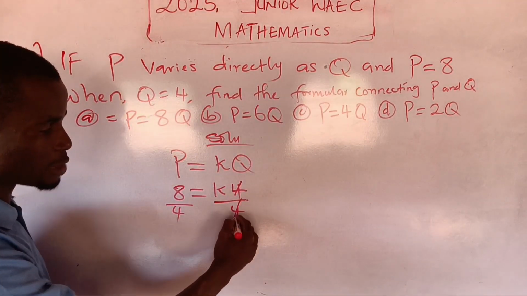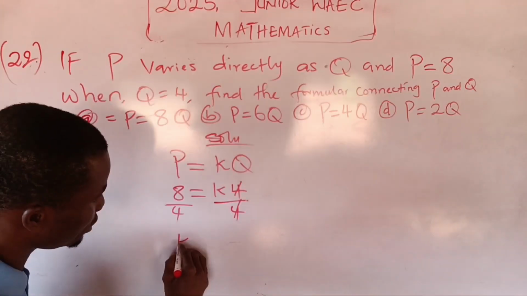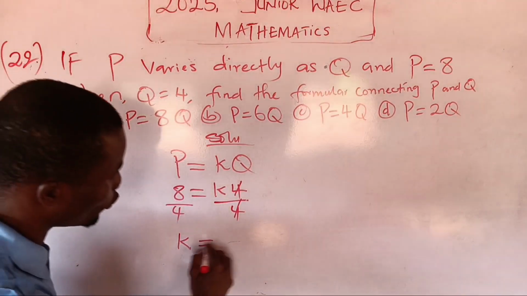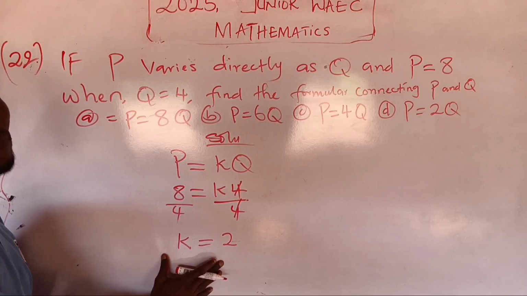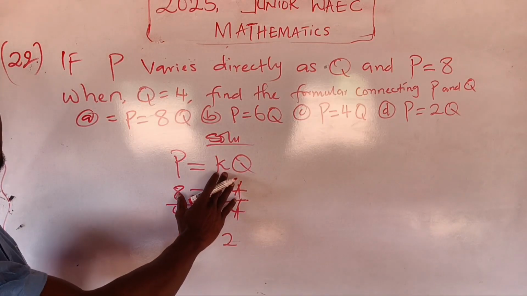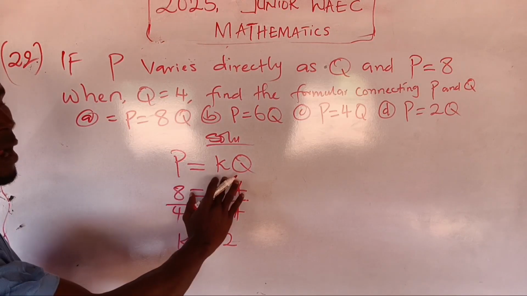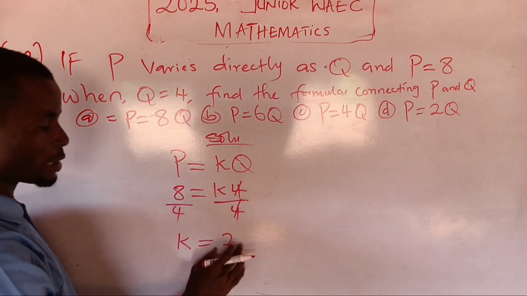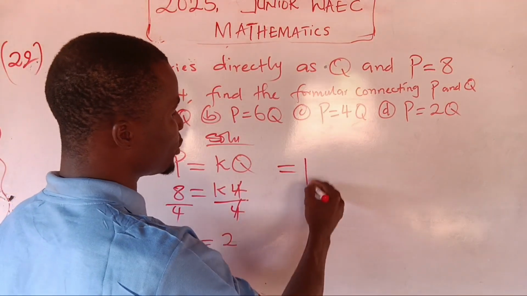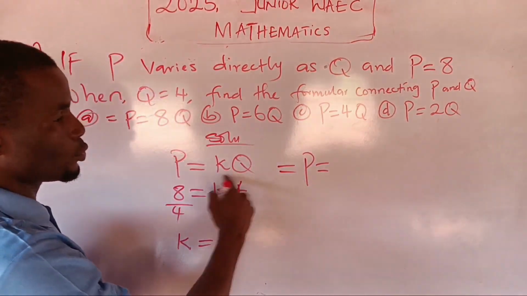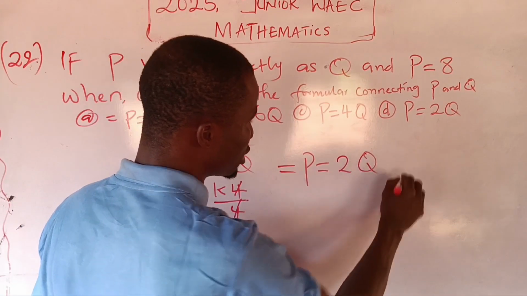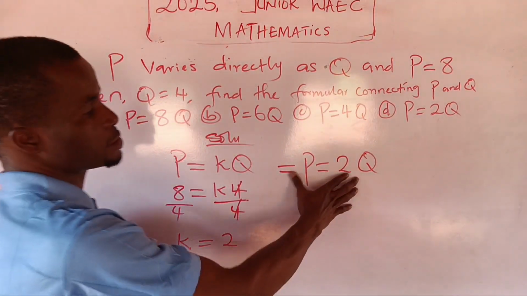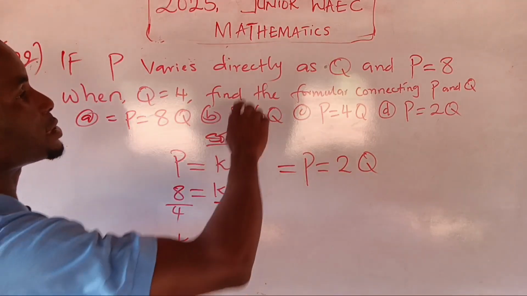So 4, we cancel 4. We are left with what? K. 8 divided by 4 will give us what? 2. Now we have gotten the constant. We are going to return back to this particular equation and put this down. So we have P is equal to what? Our constant that we got is what? 2Q. This is the formula that is connecting P and Q.